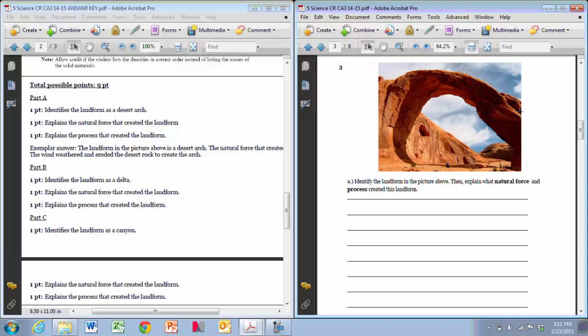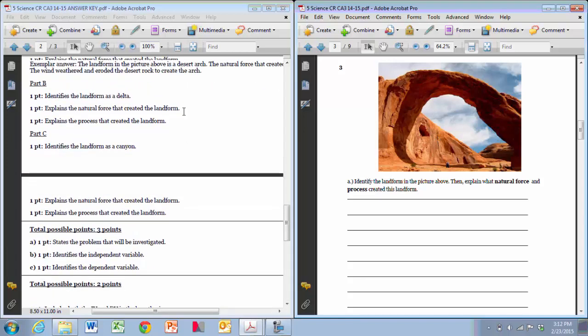So for this question, this landform is a desert arch. It is formed by wind, and the wind weathered and eroded softer rock layers to create the arch. When you download the exemplar response, you'll see this written out, so you can see what it may look like when scholars answer the question. You can see right here that over here it'll just say explains the natural force. Well, the natural force is wind, and weathering and erosion caused the arch to be created.